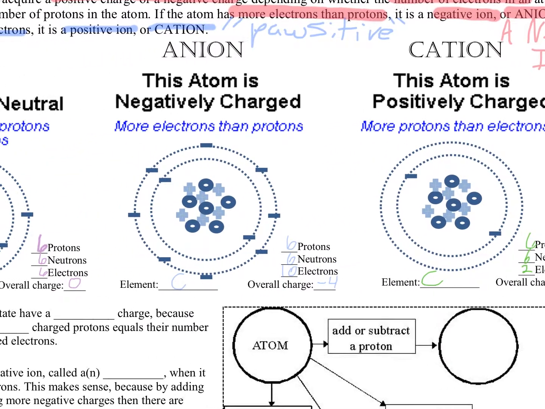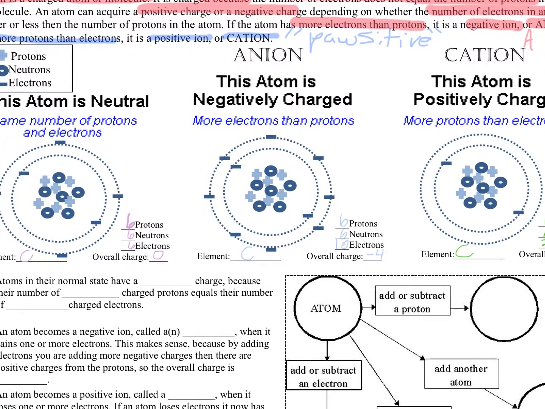So what we've shown here is carbon as a normal neutral atom, and then again as an anion, and again as a cation. Carbon can just as easily become an anion as a cation because it can gain or lose 4 electrons in order to try and have a full outer shell.